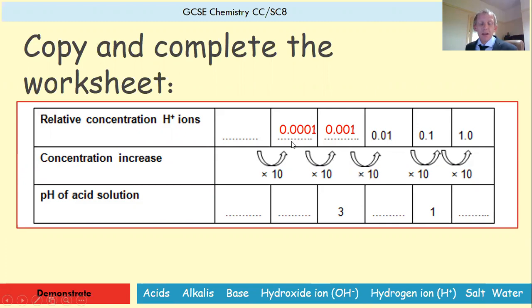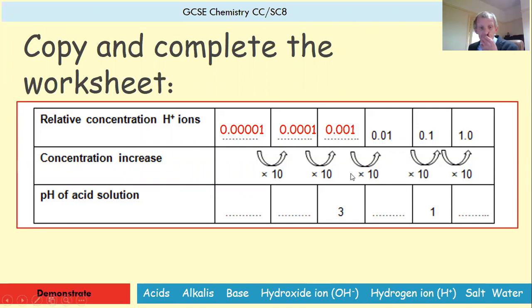0.001. Now, the last of the relative concentration of hydrogen ions we're going to be looking at, we've got yet another jump of 10. And so that's going to be 0.00001 as a relative concentration of the hydrogen ions. Okay, so hopefully you guys have been able to suss that out and got that written down.